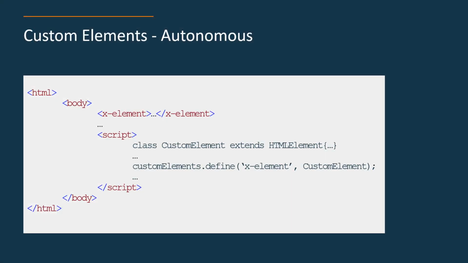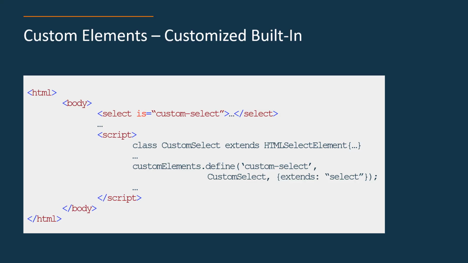The Custom Element specification allows creating new reusable DOM elements for web applications. It can be autonomous elements, that is, completely new HTML elements with their own tag name. For example, here, XElement is a new tag. There also can be customized built-in elements, that is, existing HTML elements extended with new features. For example, here, the custom select element extends the existing select element. The is attribute marks an element as customized.